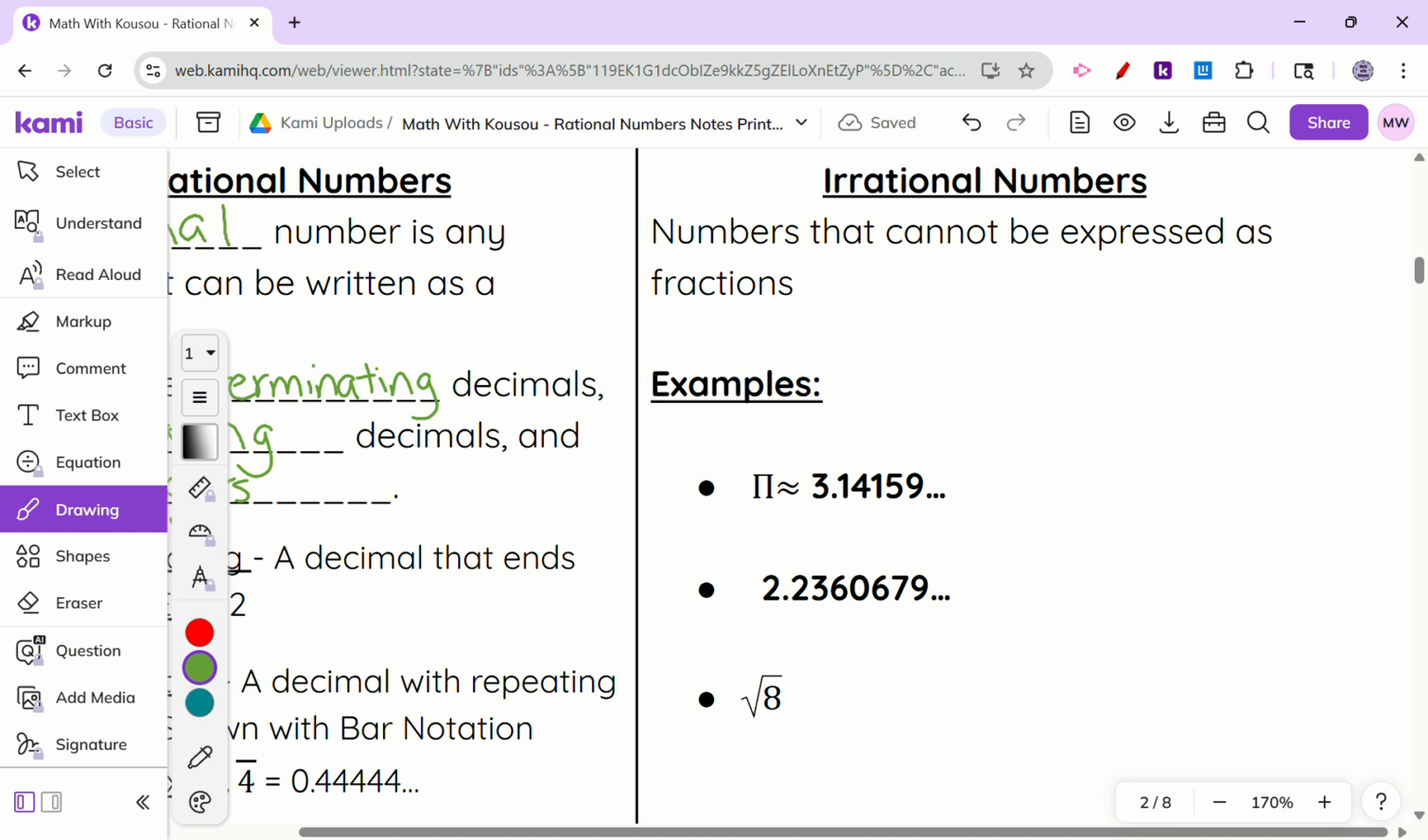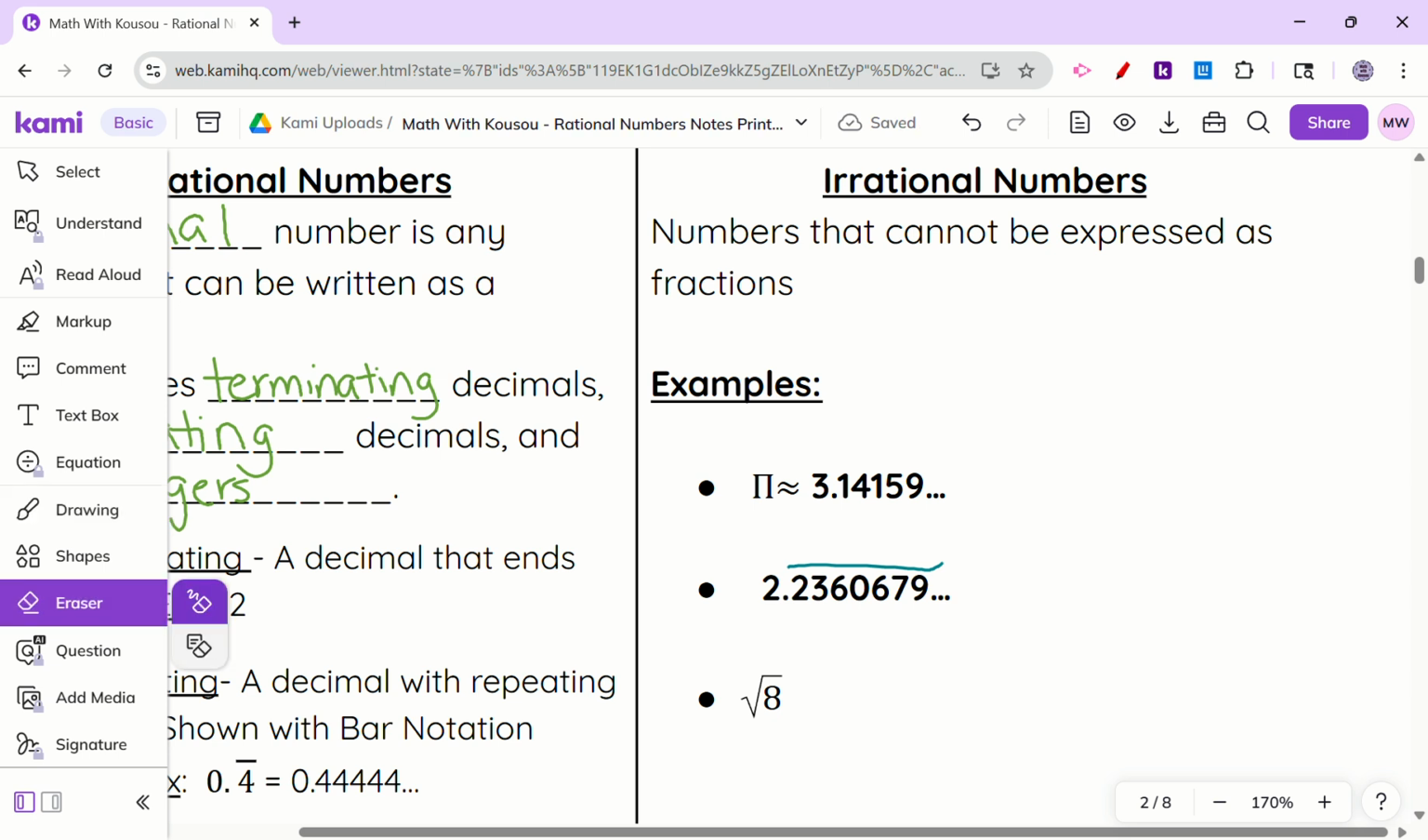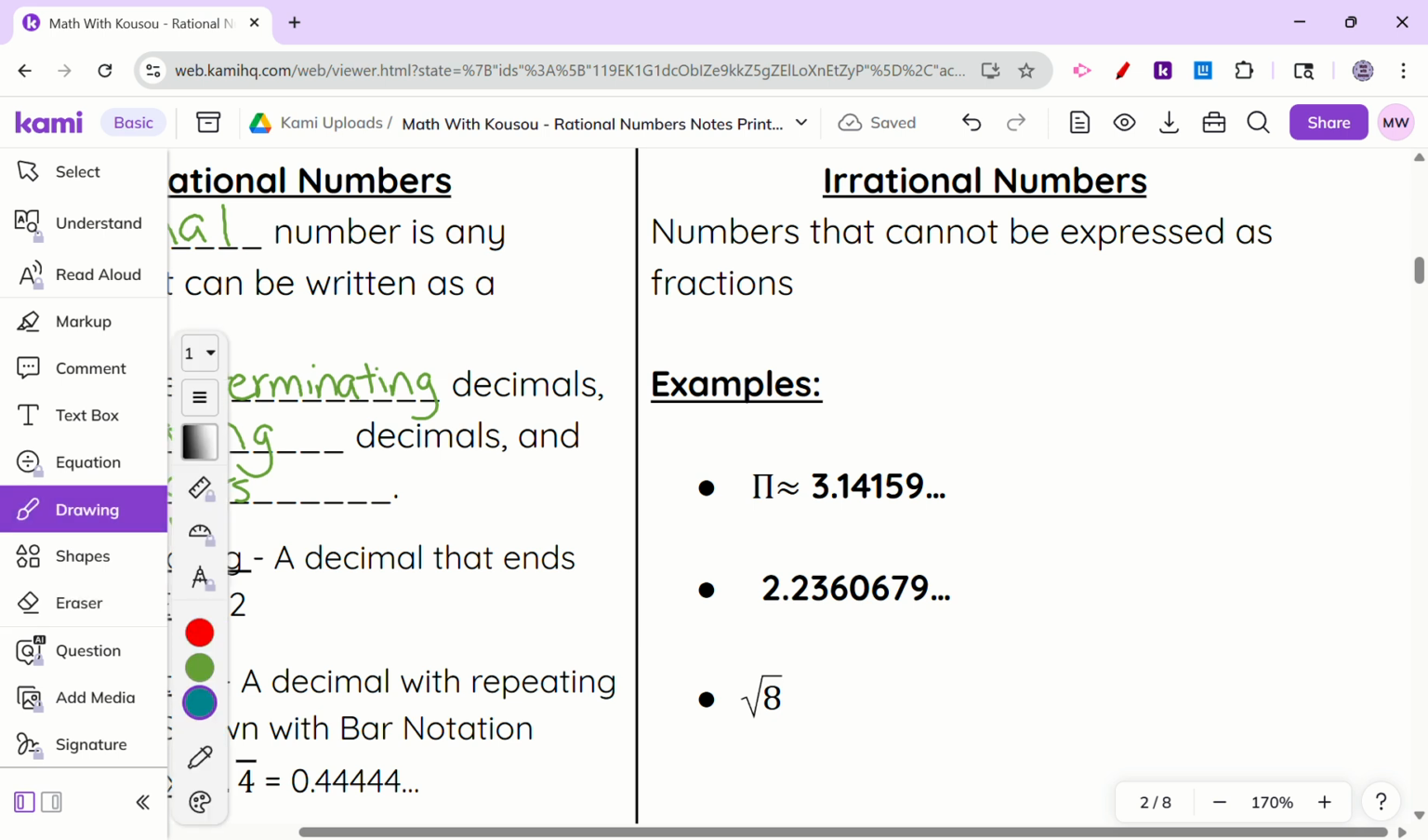Same thing with 2.2360679 that I have here with the ... You see there is no pattern there. There's no repeating bar, right? So we don't know what numbers will come after that 9. Because of that, this is irrational. If there is a repeating bar over it, then we know the rest of the digits. But because there's no repeating bar over this, we don't know the rest of the digits. So therefore it's irrational. We can't turn it into a fraction.